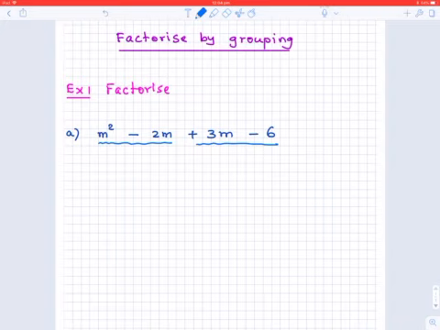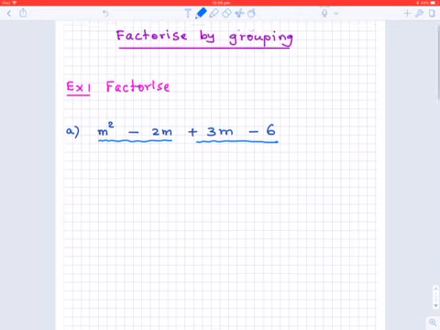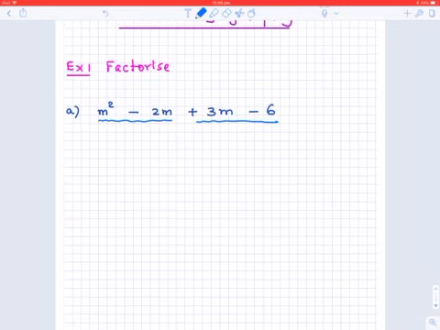Before we choose, make sure there is something you can take as a common factor. Because in m square minus 2m, I can take m out. Likewise, in 3m minus 6, I can take 3 out. So the grouping has to be done in such a way that, number 1, you can take something out, and number 2, there should be a common factor for both of them. Okay, so let us solve the first part.